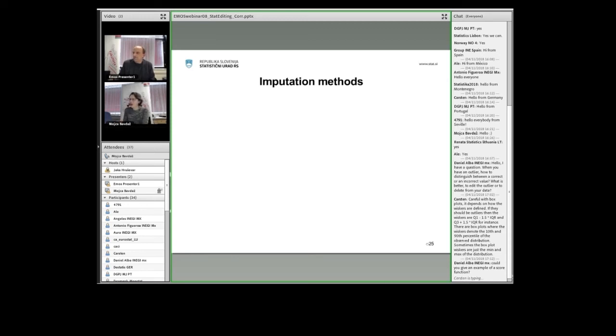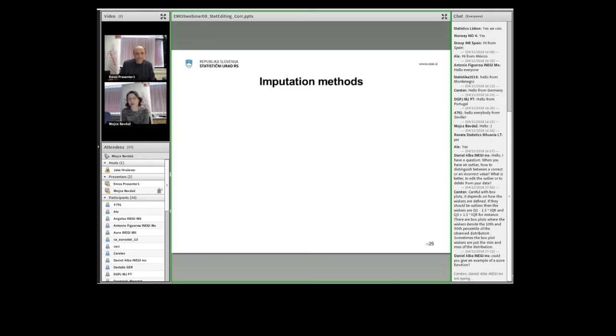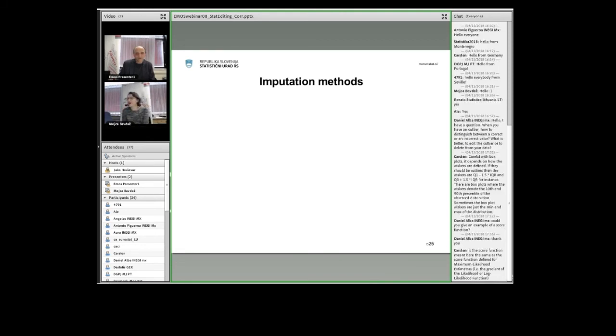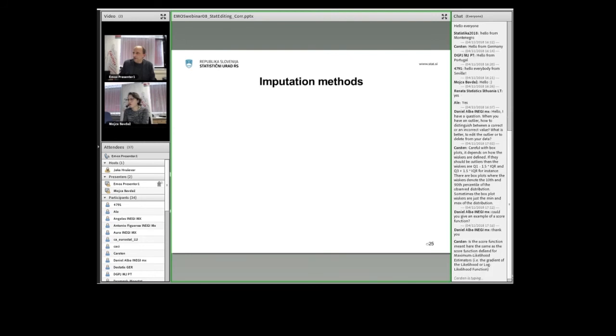Karsten has another question. Is the score function meant here the same as the score function defined for maximum likelihood estimators, for instance the gradient of the likelihood or log likelihood function? I have to say that I'm not quite familiar with this, but I think no. These are different concepts, because the score function is quite specific to selective editing.